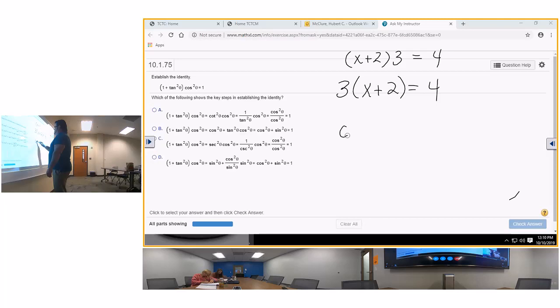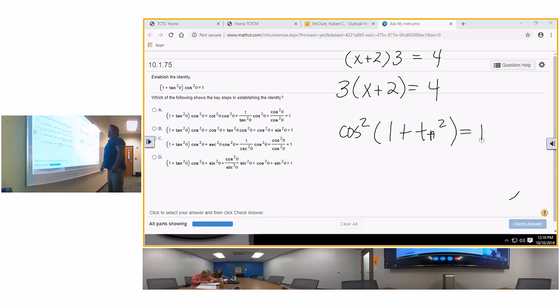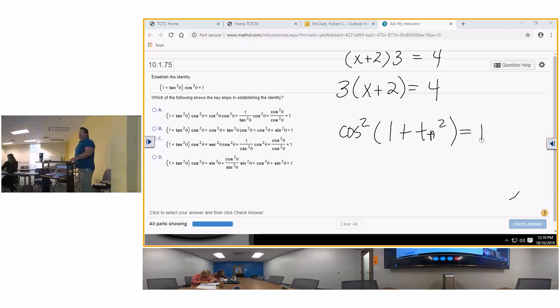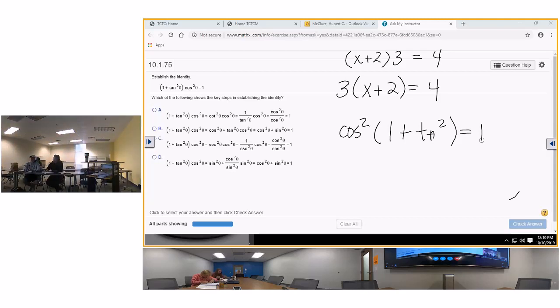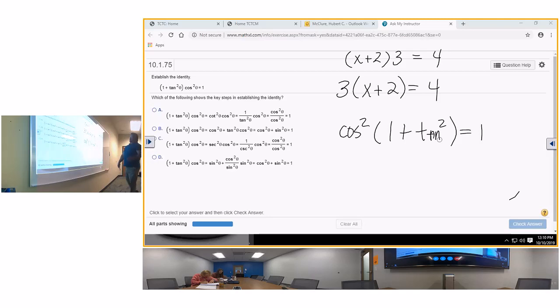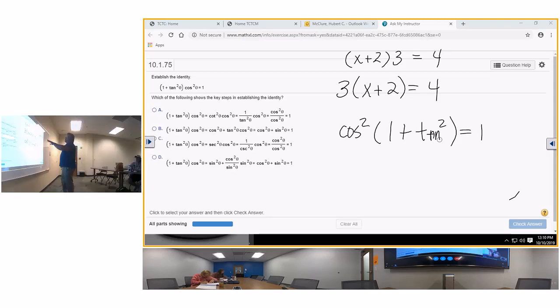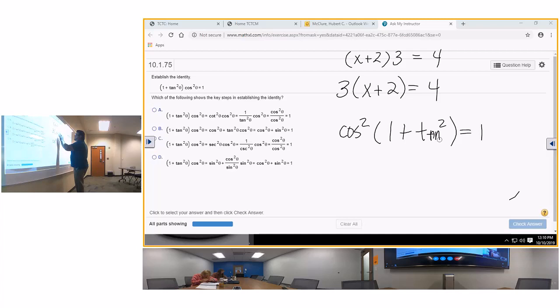Cosine squared times 1 plus tan squared is equal to 1. Now do it. Now you can distribute, then write in terms of sine and cosine, or you can write in terms of sine and cosine and distribute. I don't care. Just like up here, if I needed to rewrite these two, I could rewrite then distribute, or I could distribute and rewrite.